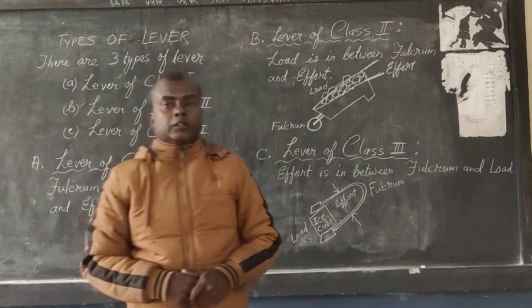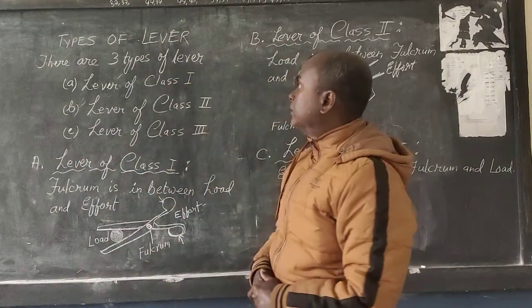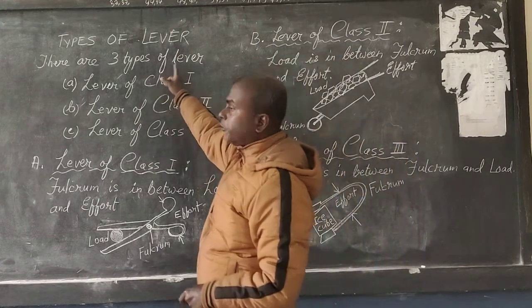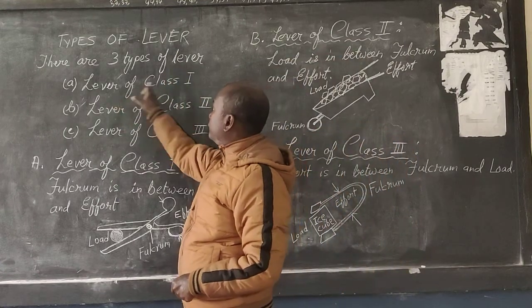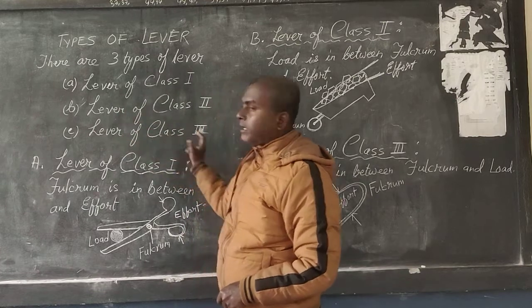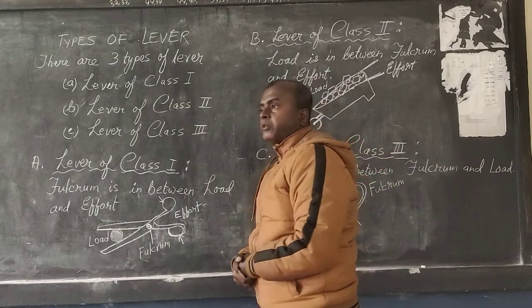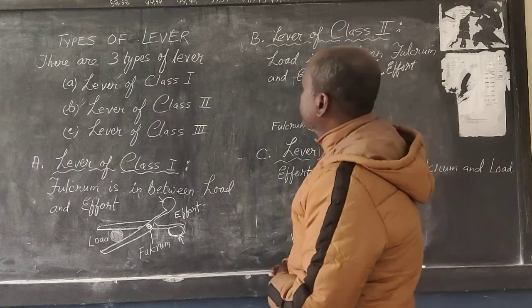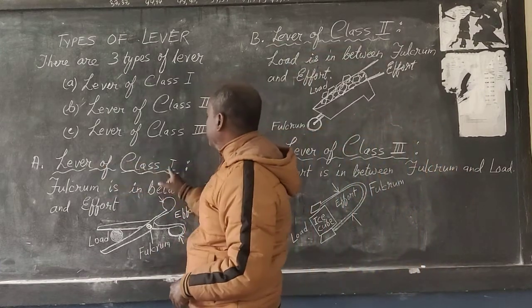Okay, now the next topic is types of lever. Now we have basically three types of lever: lever of class 1, lever of class 2 and lever of class 3. These are the three types of lever. Now let's go through these three types one by one. The first one is lever of class 1.